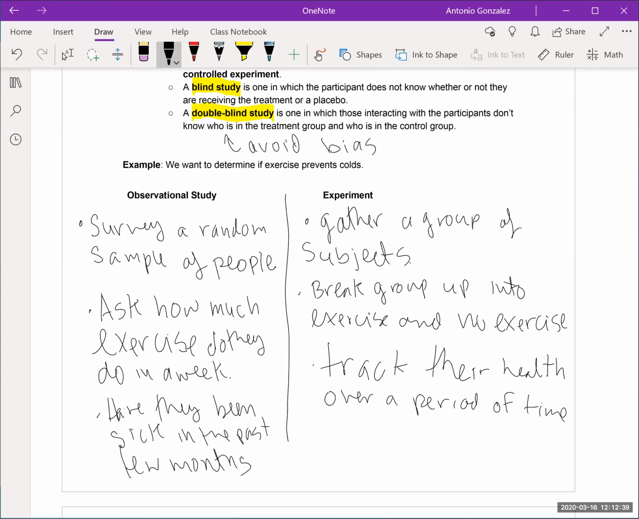But then again, here we would like for these to be random, so you want to randomize your subjects. So again, this might not be feasible either. While the experiment is nice because we have more control, in some cases it's just really not feasible because people might not want to volunteer for this experiment. All right. Any questions so far between an observational study and an experiment?